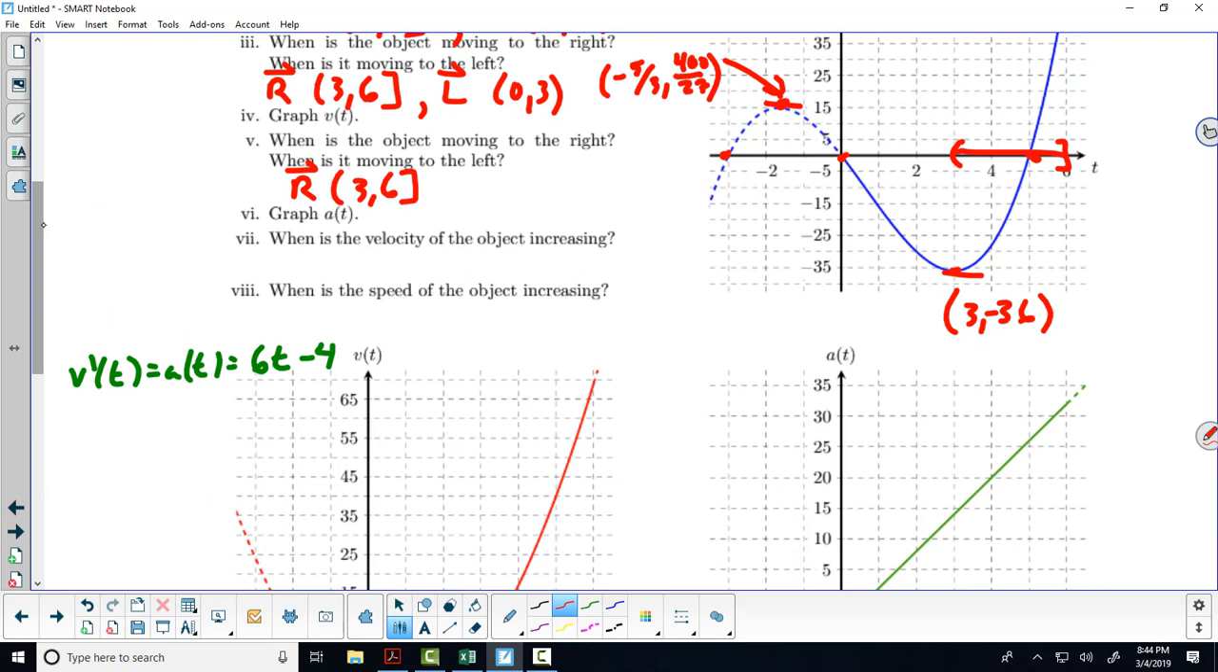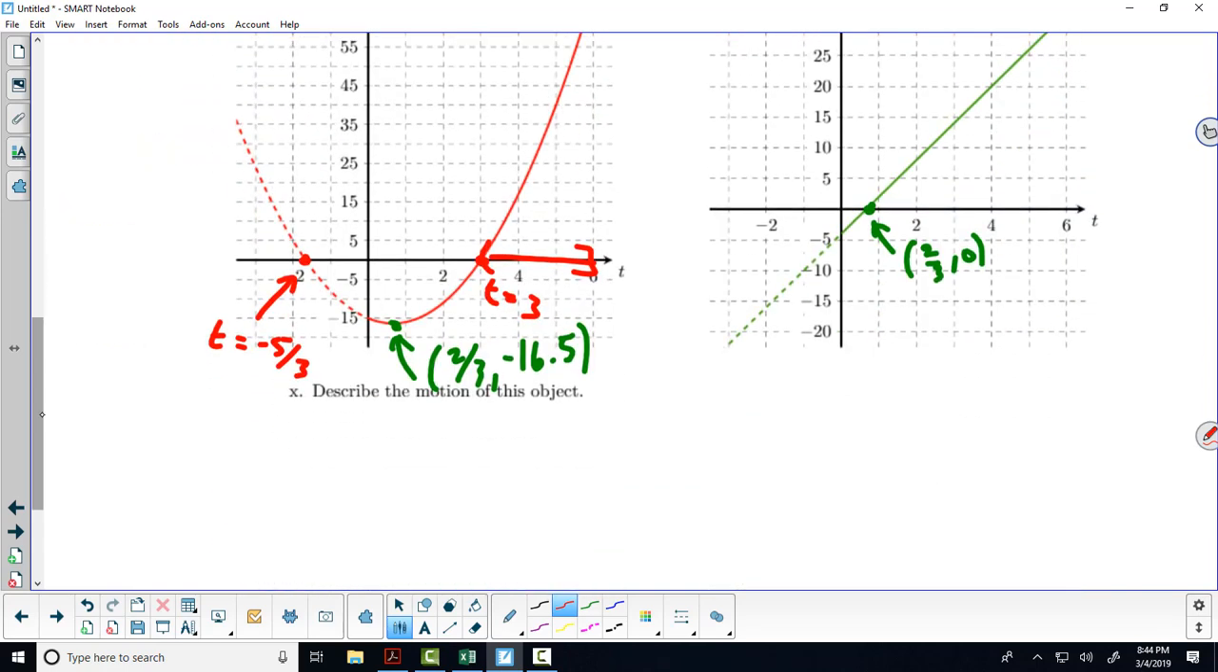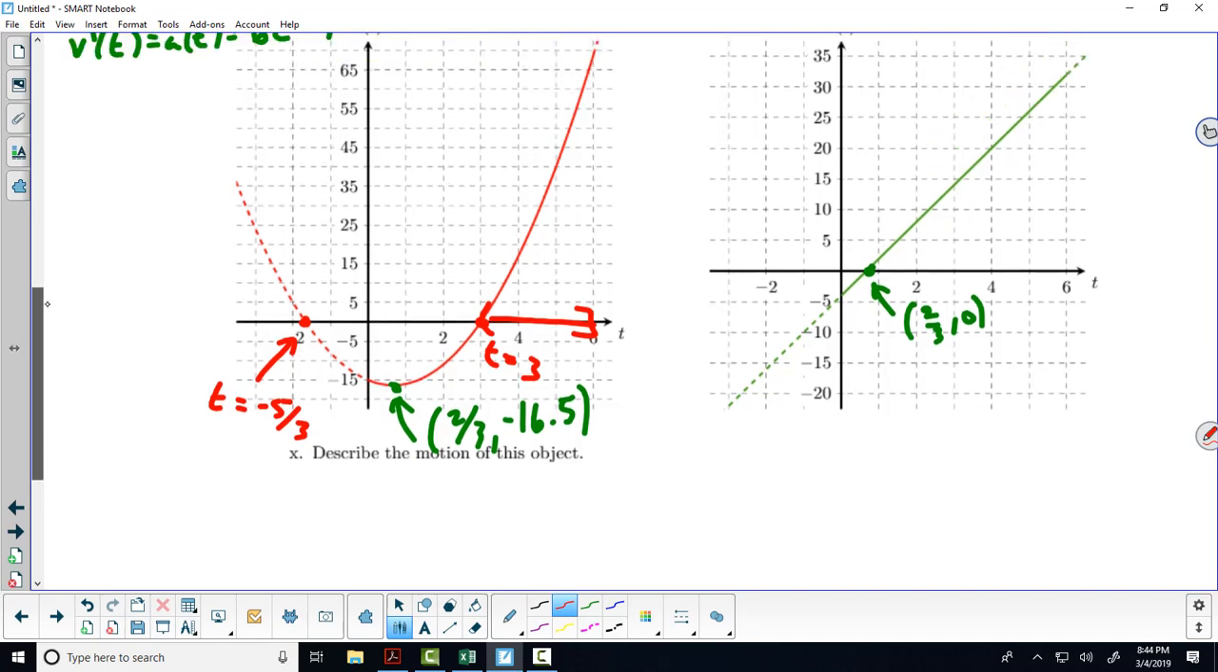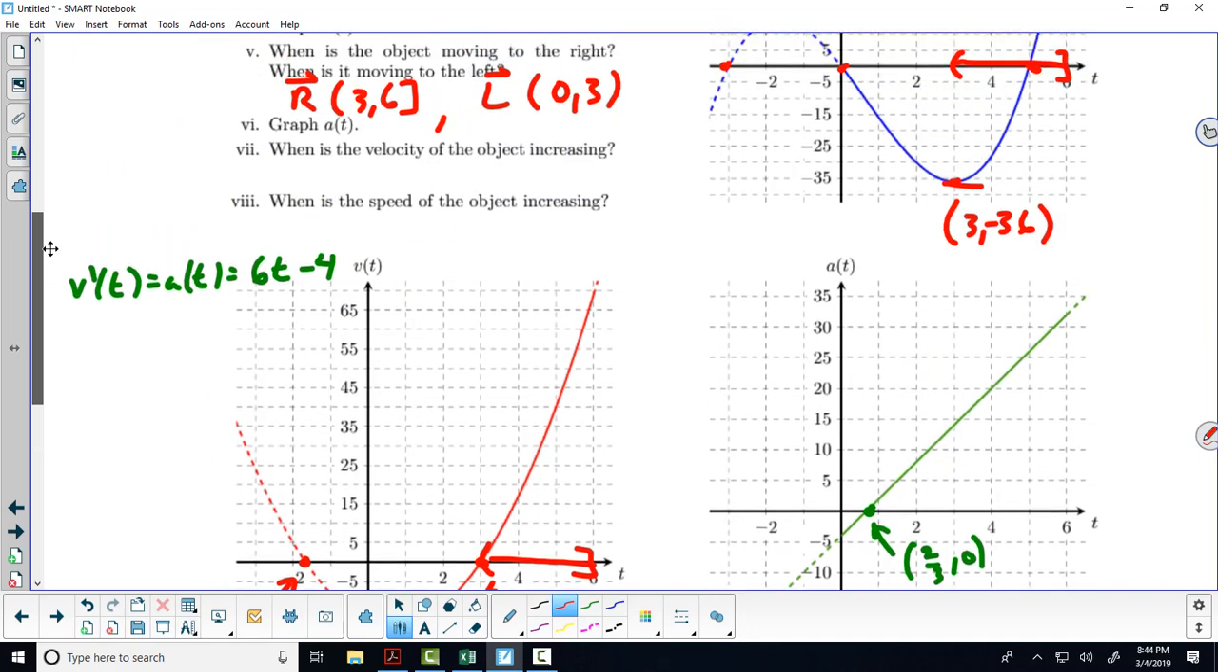When is it moving to the left then? It's moving to the left between 0 and 3. We see that here because between 0 and 3, the velocity is negative, so it's moving to the left. Wouldn't the 0 be in brackets because it's still moving to the left? Great question.